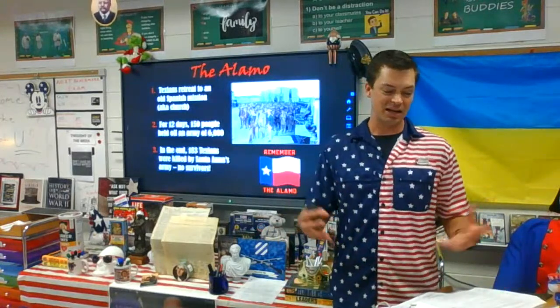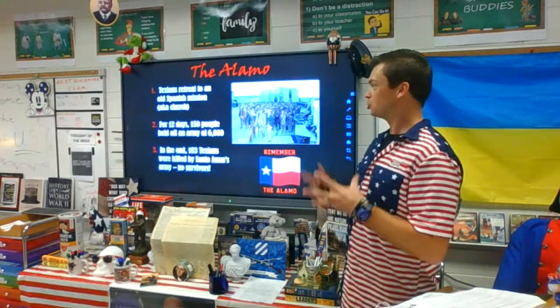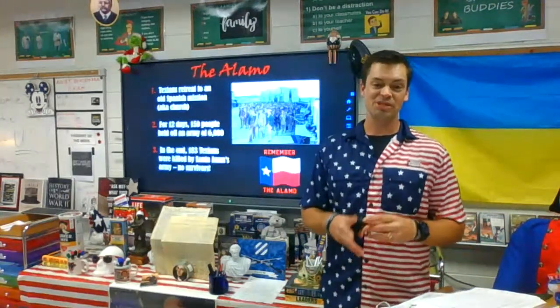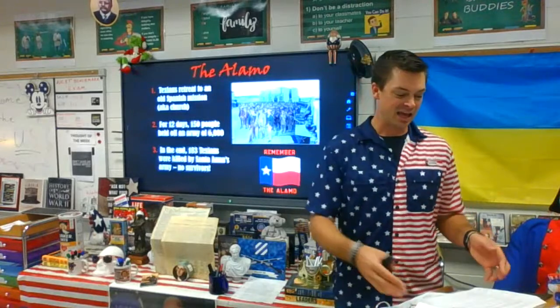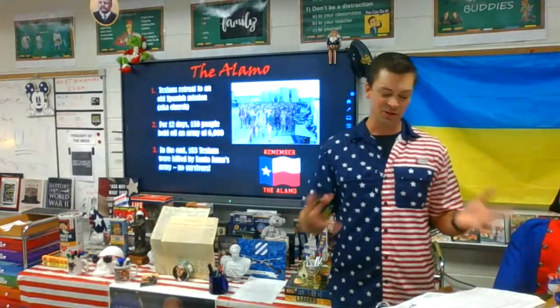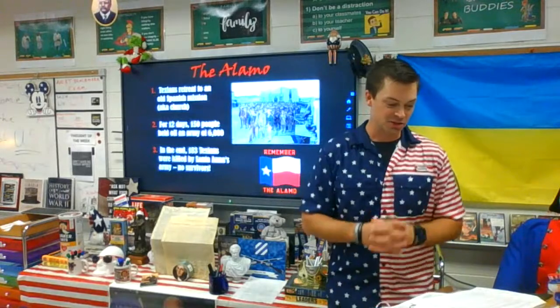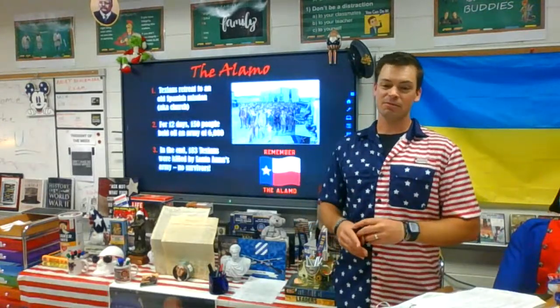They do not have more money, and they retreat to what is known as an old Spanish mission known as the Alamo. Now, Spanish mission, basically, AKA a church. So their army is building inside of this fortified structure. Now, the Alamo, I say that, it might come to mind for some of you.